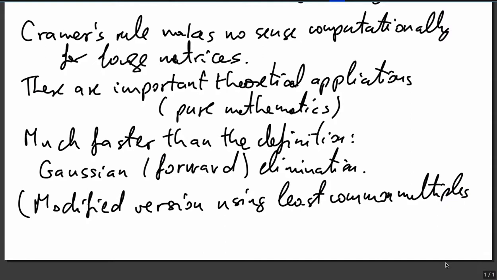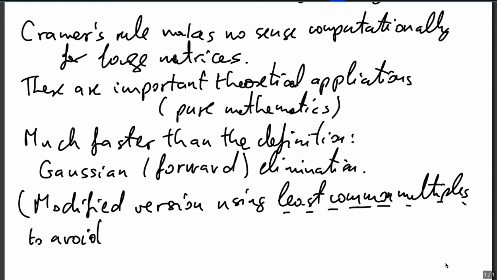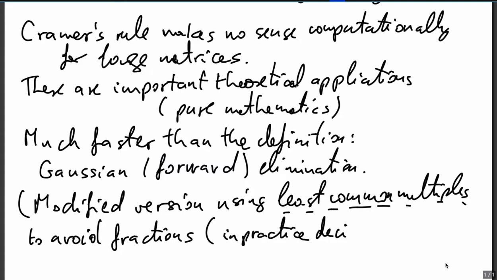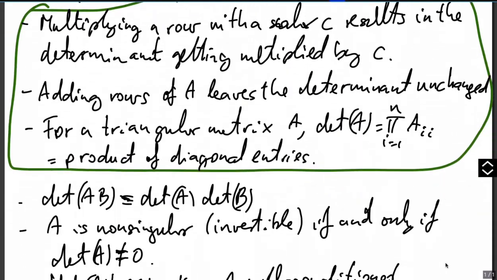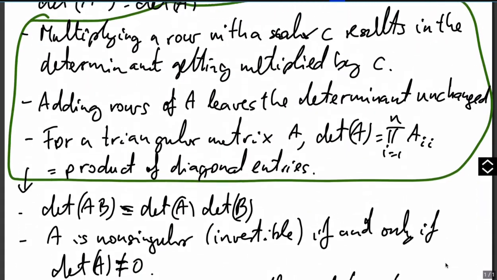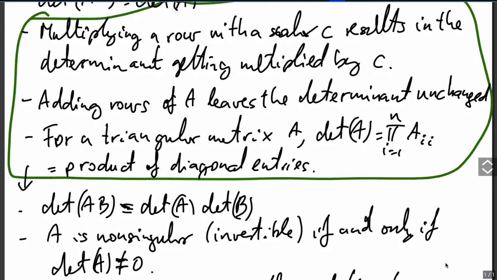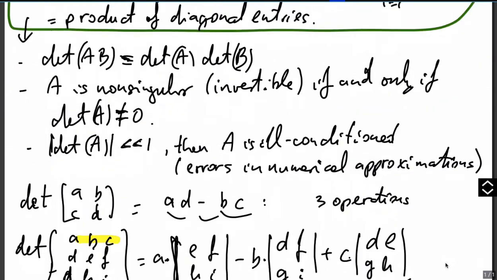And it's kind of painful to do this by hand, calculating with fractions. It turns out that using least common multiples, you can avoid fractions. Of course, you cannot avoid fractions in practice; decimal numbers are unavoidable. So here we use the elementary row operations that we discussed. Some of them change the value of the determinant, like multiplying a row by a scalar c, which multiplies the determinant by c. Others, like adding rows together, don't change the determinant.